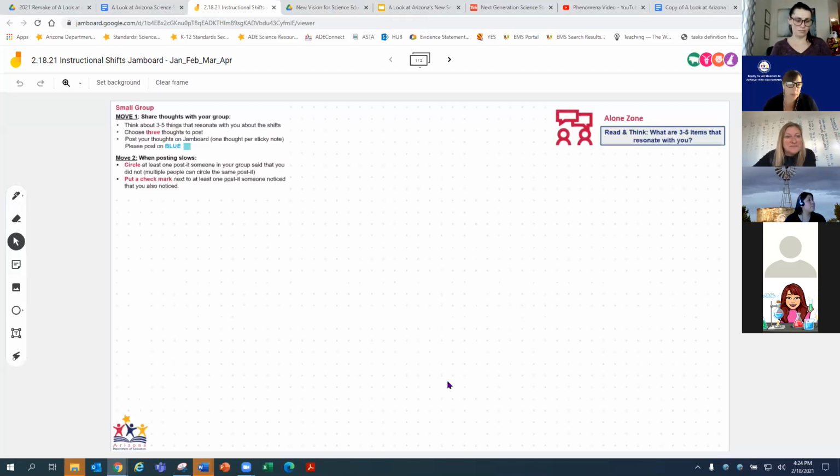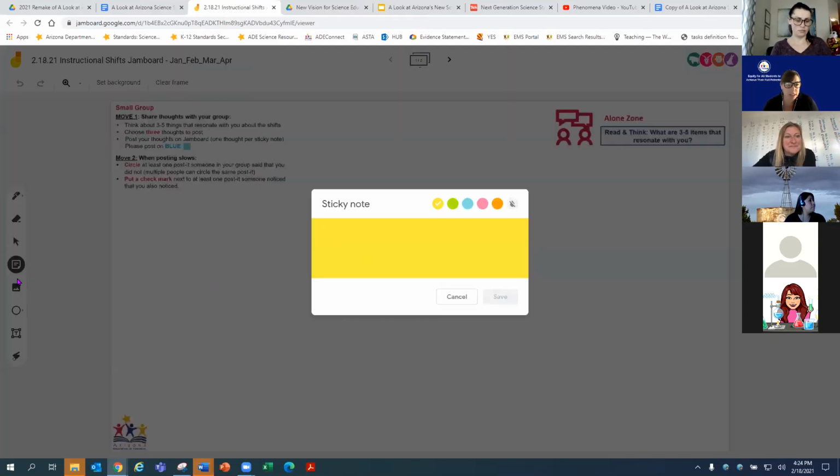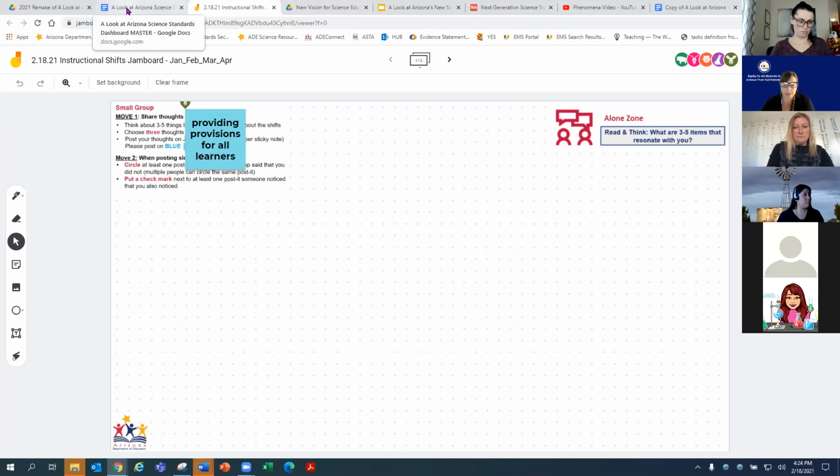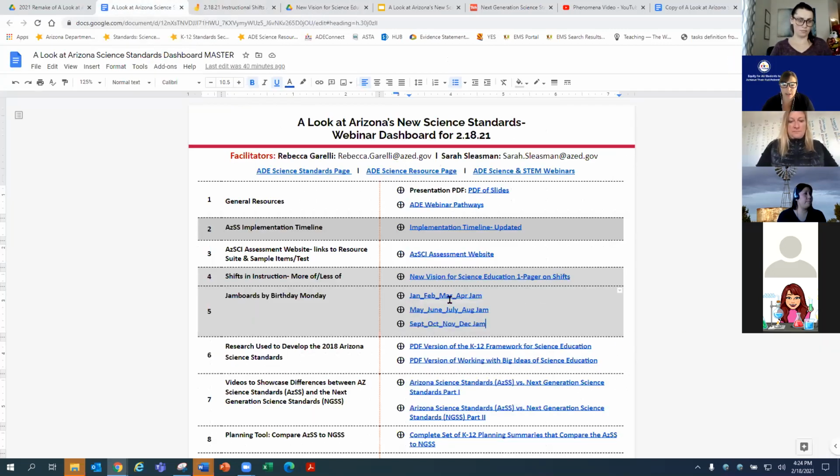And when you get on the Jamboard, you can start, make one. Just click on the post-it, turn it blue, and then one idea for each post-it. So try to post 3, and when it slows down, just follow the directions, and I put the directions in the Jamboard. Lynn, we're in number 5 in the dashboard, and you need to choose by your birthday month. So in the dashboard, you can see they're all linked here. Whatever your birthday is, you just click that one and that's your jam space.